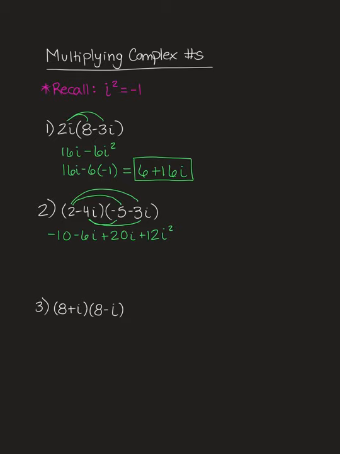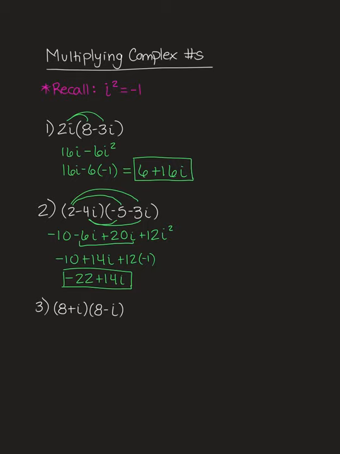So remember that the i squared turns into negative 1, and you can combine these middle terms here. So you will get negative 10 plus 14i plus 12 times negative 1. Well, that just turns into a negative 12. So negative 10 minus 12 is negative 22 plus 14i. And that's your final answer.